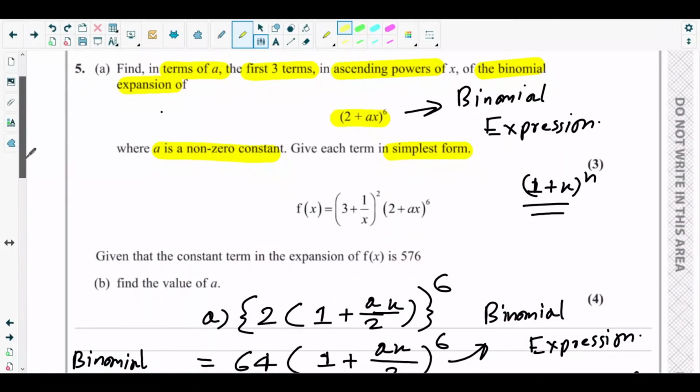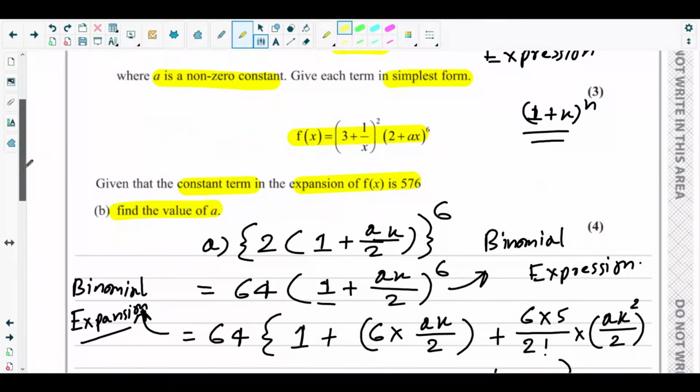So at the beginning of part B they are saying a function f of x is given by 3 plus 1 over x whole squared times 2 plus ax whole to the power 6. Okay, so f of x is the function given. Given that the constant term in the expansion of f of x is 576. Now part B is asking to find the value of a.